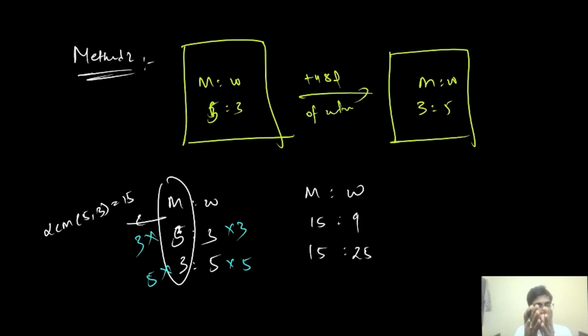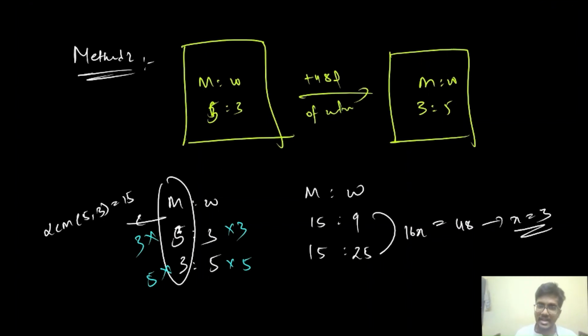Now that we have equated the milk quantities, because we are not changing the milk quantity, we are only adding extra water, so the milk quantity should remain the same. What is the change that is happening? 16 parts of change is happening, and what is that equal to? 48 liters, right? We are adding 48 liters of water, and there is a change of 16 parts, so 16x must be equal to 48, and you get x value to be equal to 3.